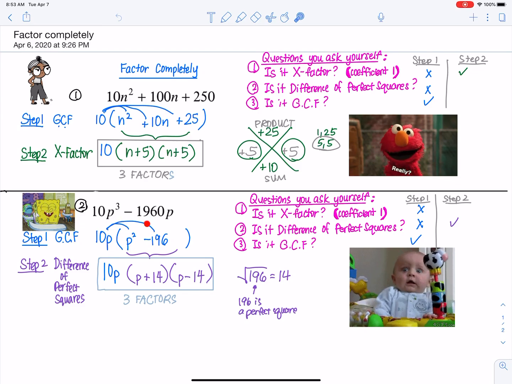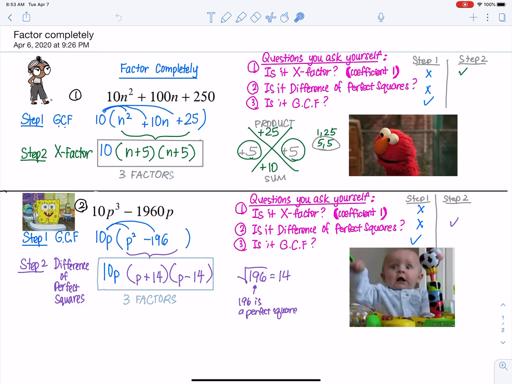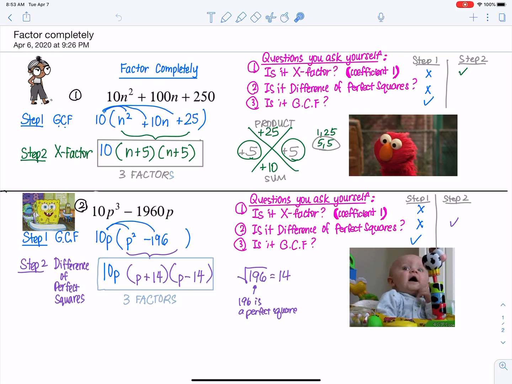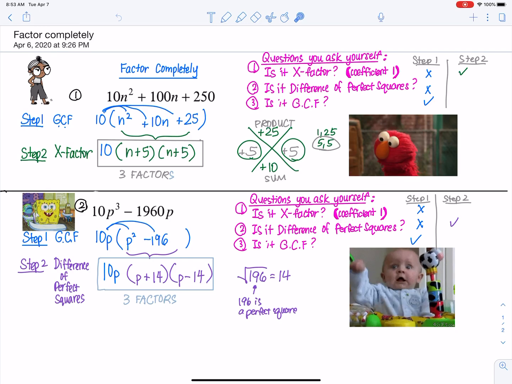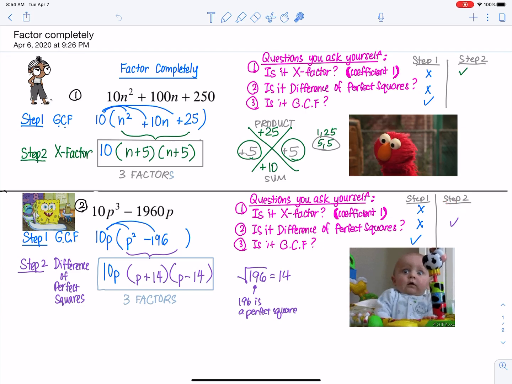Next part, 10 times what term gives you negative 1960? Well, 10 times negative 196 is negative 1960. And we already mentioned the p, so this p is taken care of. Now, once again, you cannot leave your answers like this. We have to factor completely. Factor completely means keep factoring until you cannot factor anymore. So let's leave the 10p outside. And in this parentheses, we're going to go through the same list. Is it X factor? No, it's not in the format of p squared, p number, so it's not X factor.